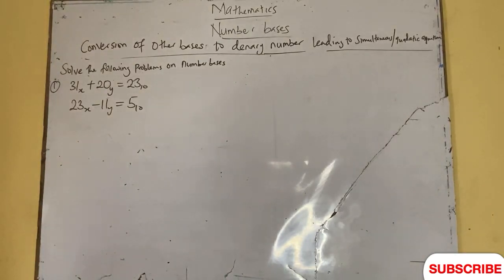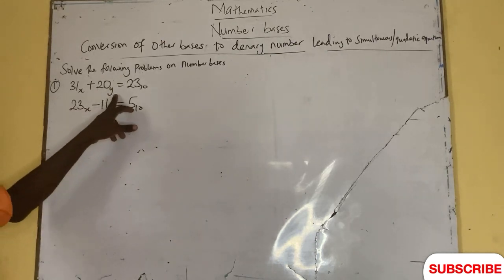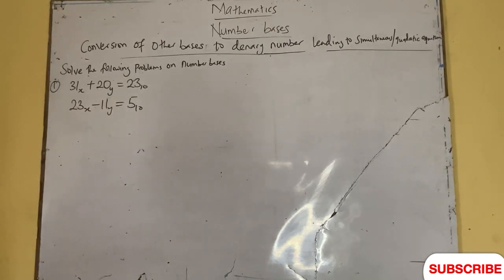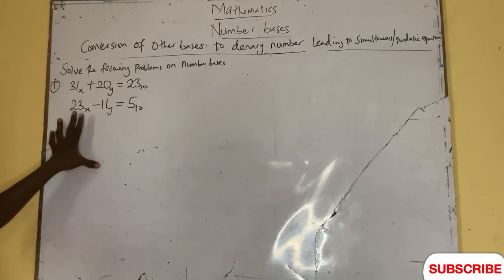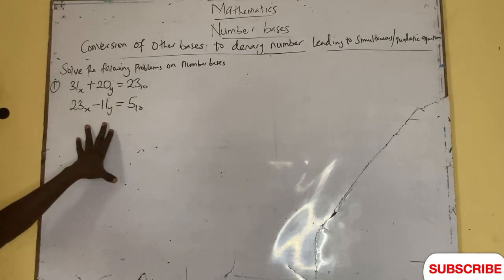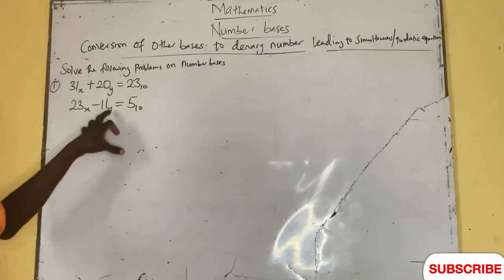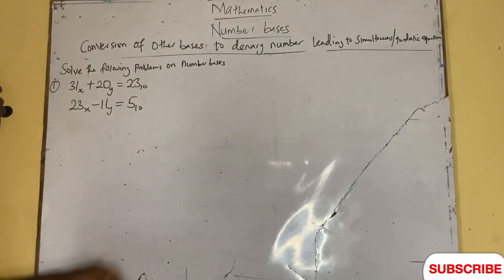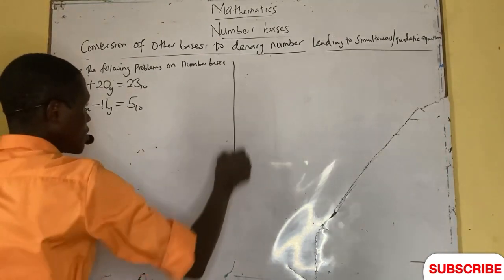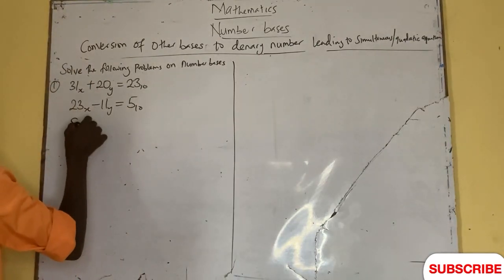Now look at this. We are given 31 base x plus 20 base y equal to 23 base 10, and the other equation is 23 base x minus 11 base y equal to 5 base 10. So how do you go about these things? Let's quickly do this one to get the solution.